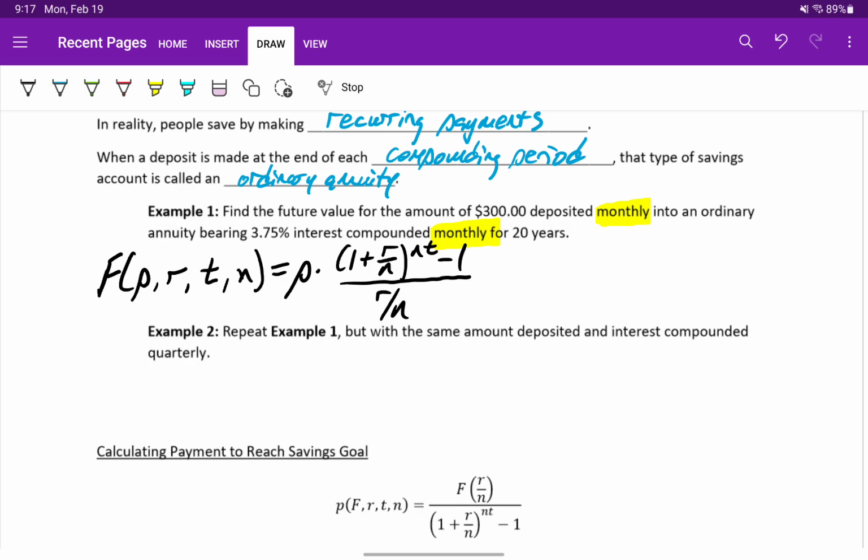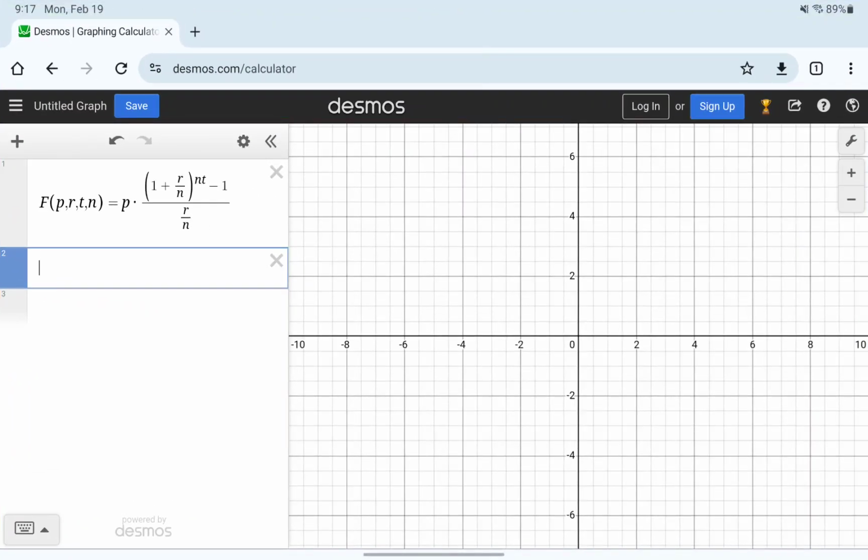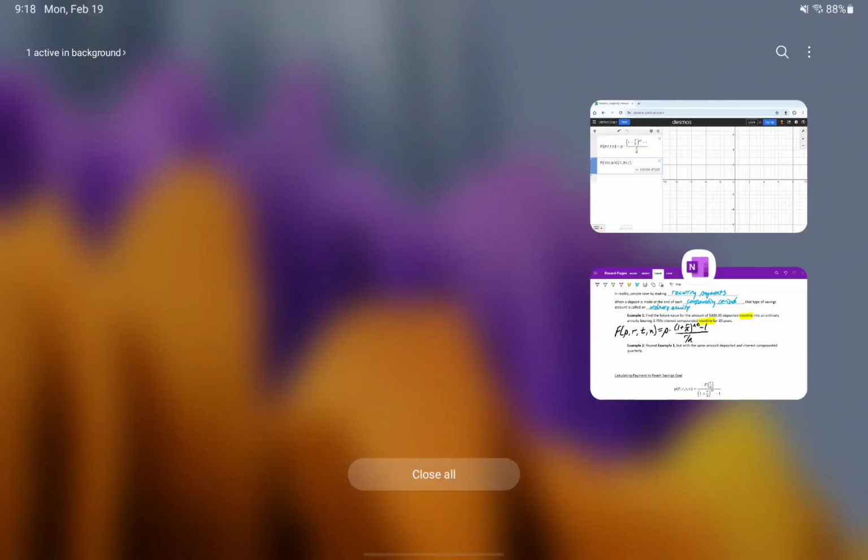I already have this formula plugged into Desmos, so we'll switch over and we'll plug in the values in this problem. So we're looking at a monthly payment of lowercase p, which is $300, into an ordinary annuity with a 0.375 interest rate for 20 years, compounded monthly. And we get a future value of $106,994.47.